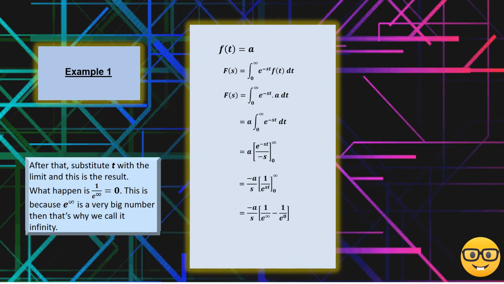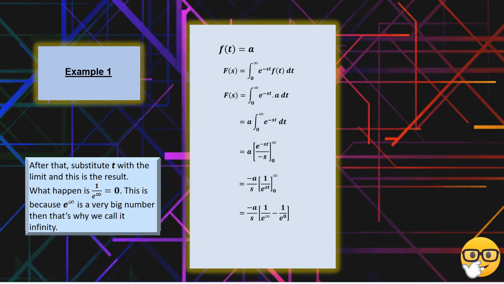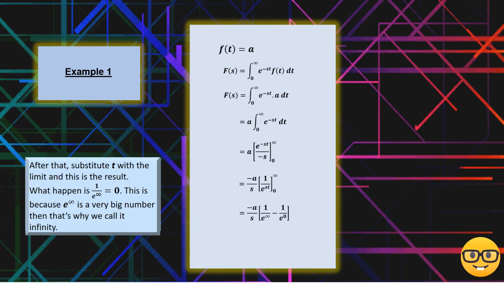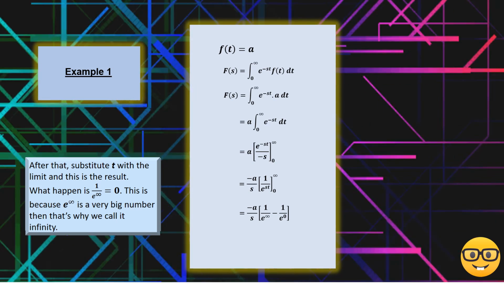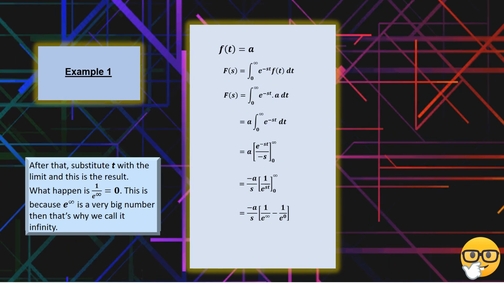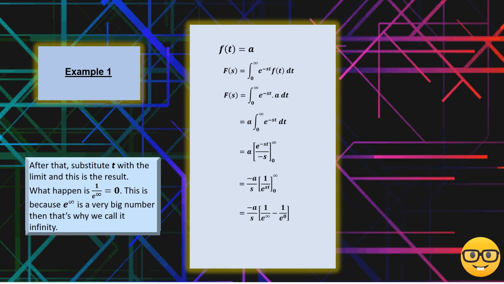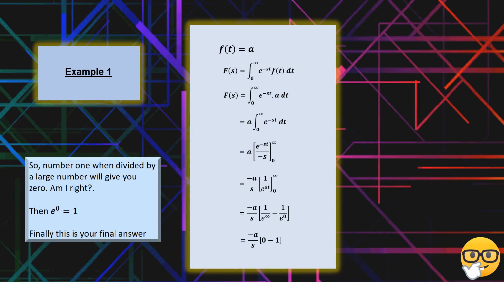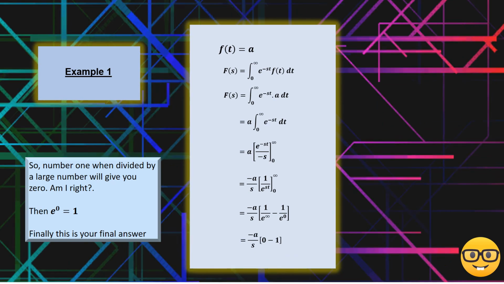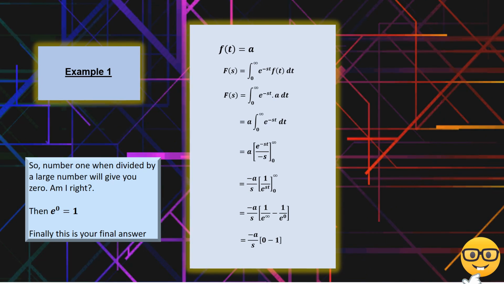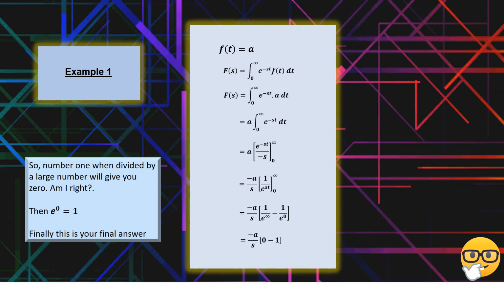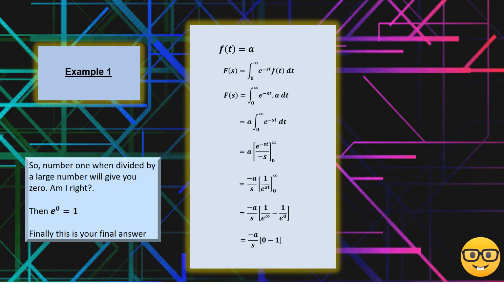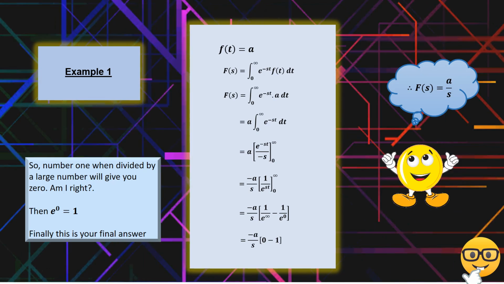What happened is 1 over exponent of infinity is equal to 0. This is because exponent of infinity is a very big number, and that's why we call it infinity. So number 1 when divided by a large number will give you 0. Am I right? Then exponent of 0 is equal to 1. Finally, this is your answer.